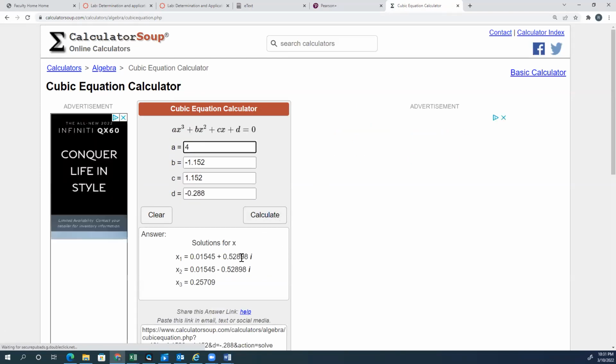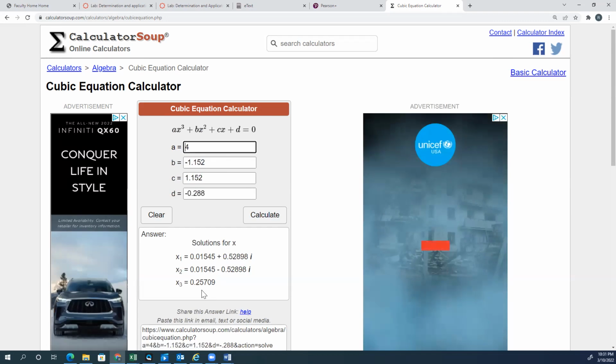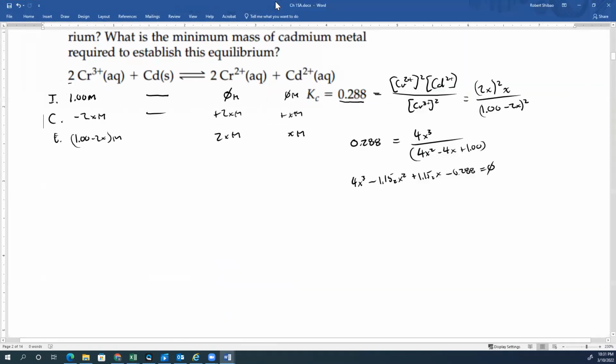Okay, so we got 2 imaginary, 1 real. So we'll just take the real x3 here. X3 is 0.25709. All right, let's try it and see what we get. And so for the chromium 3 plus concentration, it's going to be 1.00 minus 0.25709.